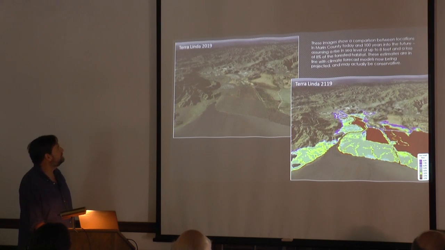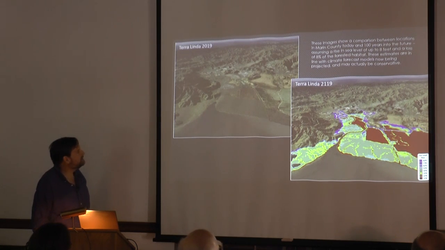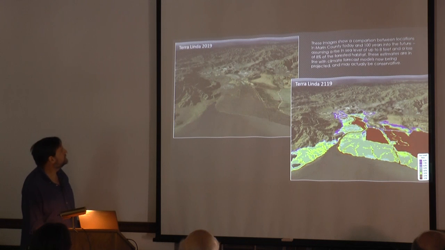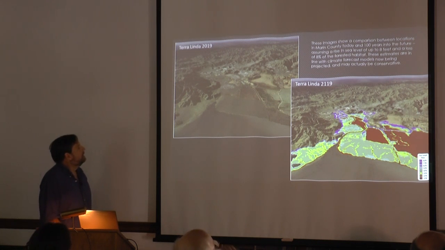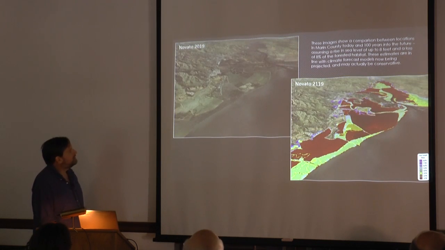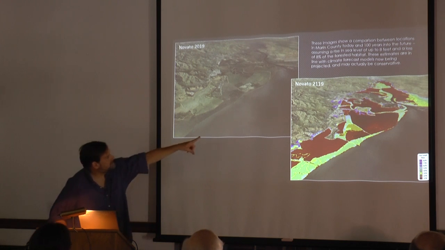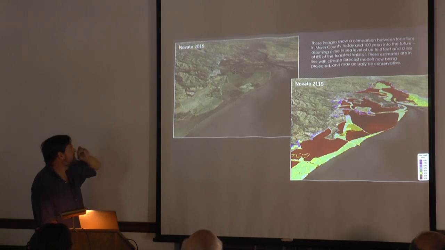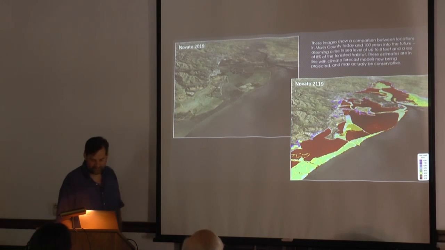This is Terra Linda. So that's fairly rural in general right now. This is Novato. Novato is going to be a little peninsula sticking out over there. So if you have a house in Novato, or buy a house over there, not down in the flat areas.